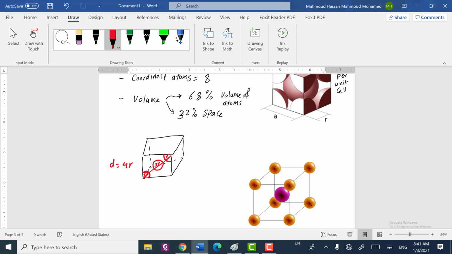So the long diagonal of this cell, between the bottom edge and the top edge, represents 4R.